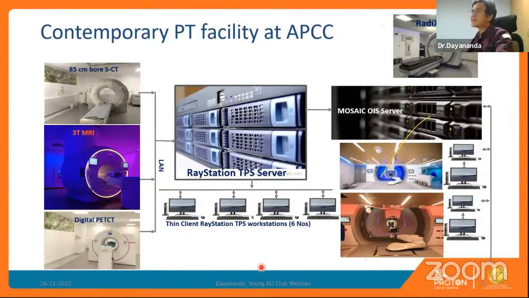Like any other radiation therapy department, you have to integrate proton therapy with all the imaging modalities. In our case, we have an 85 centimeter wide-bore multi-slice CT scanner, a 3 Tesla MRI, and a digital PET CT for accurate target and non-target structure delineation. And we have the RayStation treatment planning system, which supports both analytical dose calculation and Monte Carlo dose calculation algorithms.